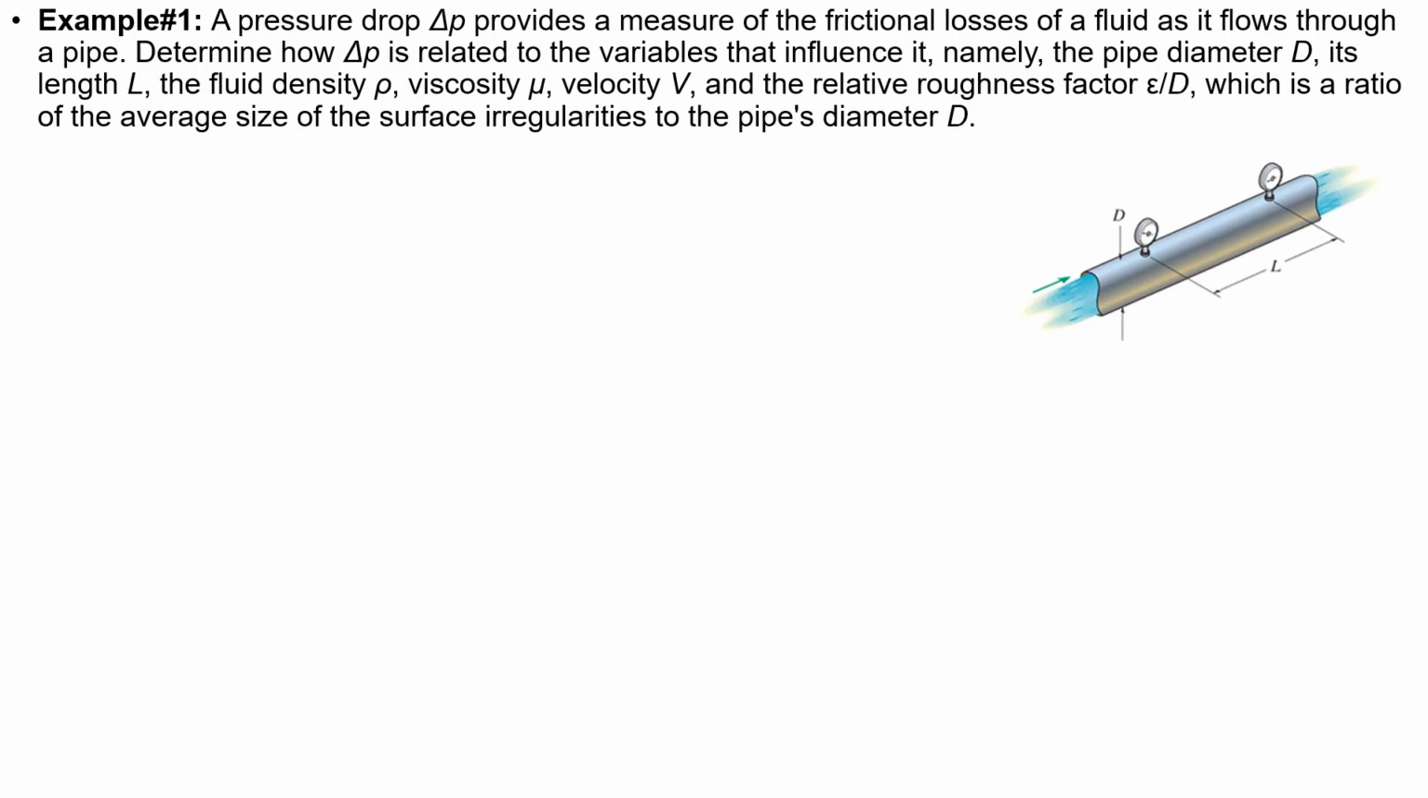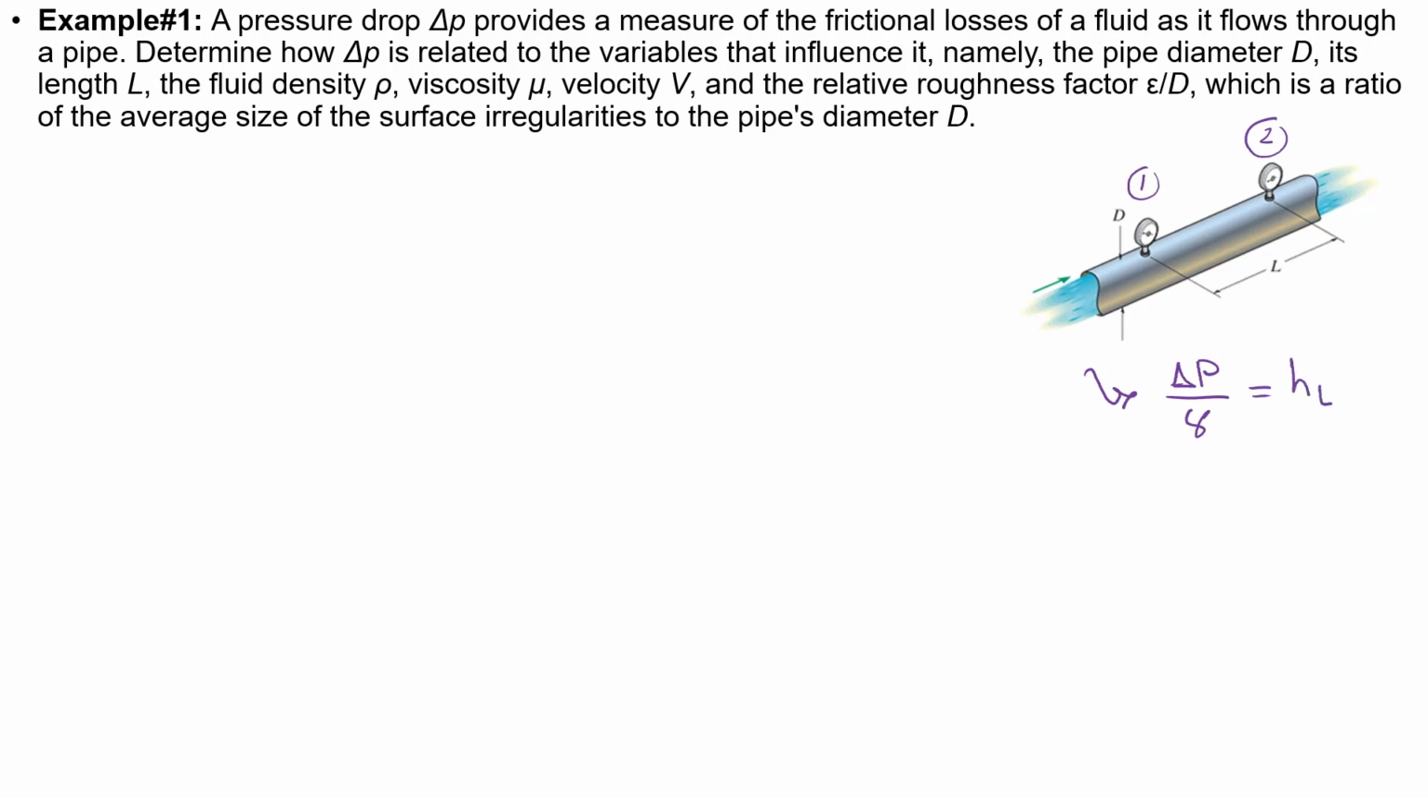All right, speaking of the Moody diagram and pipe flow, let's take a look at an example that shows us how friction factor, friction losses are related to different variables. Let's take a look at the problem statement. A pressure drop delta P provides a measure of the frictional losses of a fluid as it flows through a pipe. It's nothing new to you. I've already shown you that when we were talking about pipe flow or flow in conduits, delta P, or pressure drop between sections 1 and 2, let's say that this is section 1 and this is section 2, divided by gamma, is equal to your h_L, or head loss, right?